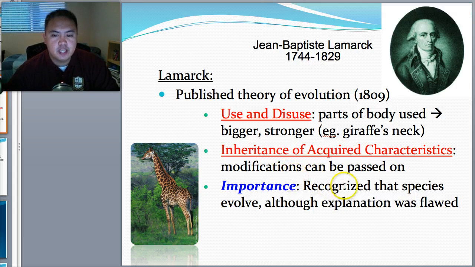The important thing about Lamarck's work is that he recognized that species do evolve. But his explanation, this use and disuse, was flawed. That didn't really jive with what the people were saying.